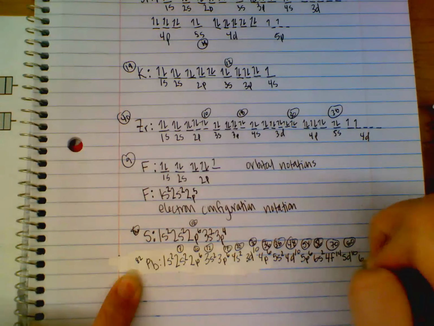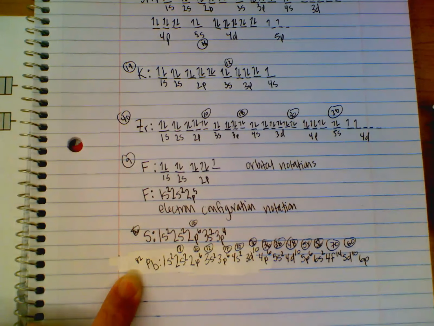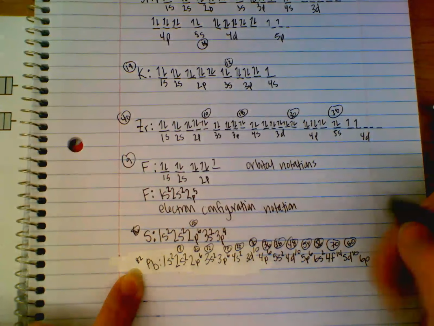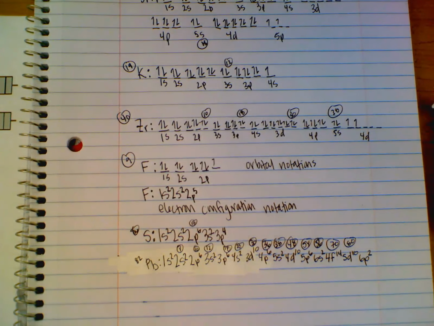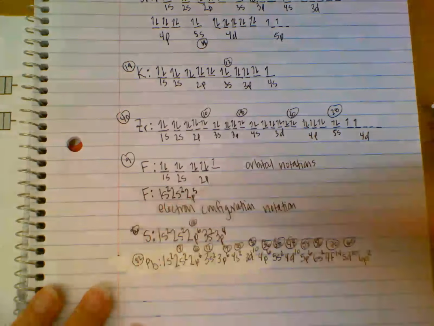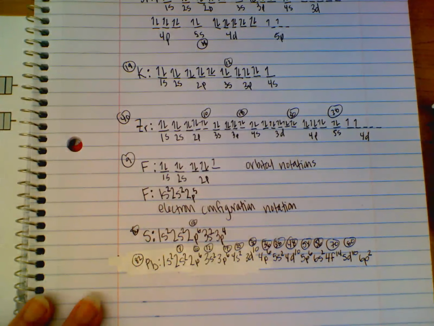Then after that, I get to 6p. P can hold, sorry about that. P can hold up to 6 electrons, but because we're at 80 and we have 82, we only have 2 left. So I'm going to put 6p2. Hopefully that wasn't too confusing with me starting over on that. I guess you didn't see me begin it the first time. But that's how I would do the electron configuration for lead.